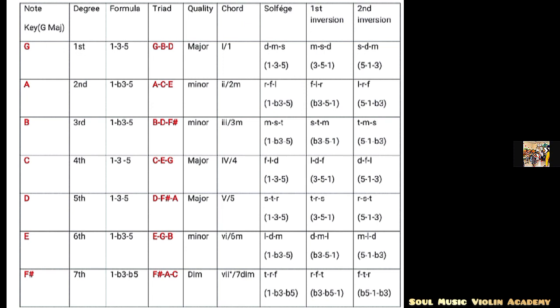So let's move on. The fourth degree, chord 4, is a major chord. So anytime you see chord 4, it's supposed to be a major chord. In the key of G major, that's C, G. We have Fa, La, Do in root position, La, Do, Fa in first inversion, Do, Fa, La in second inversion.